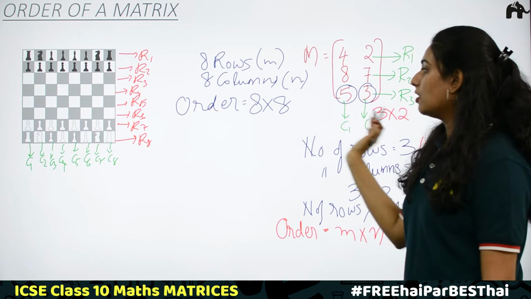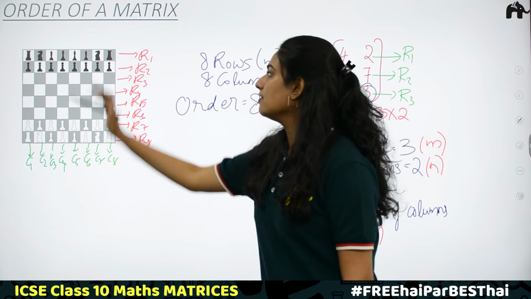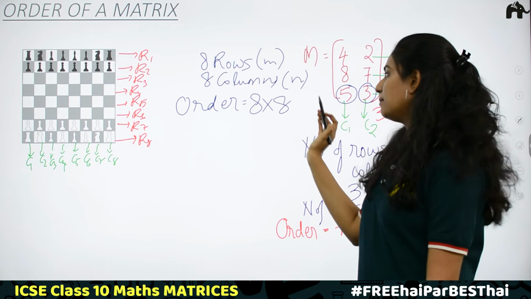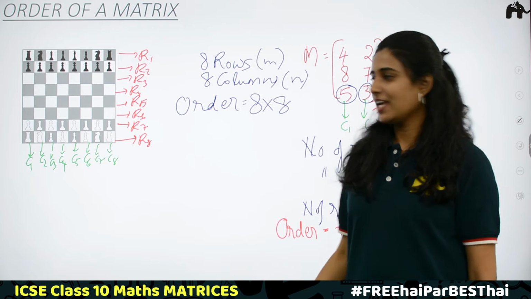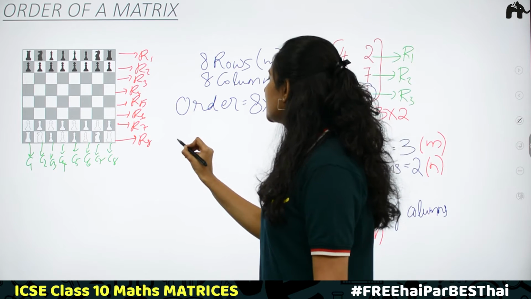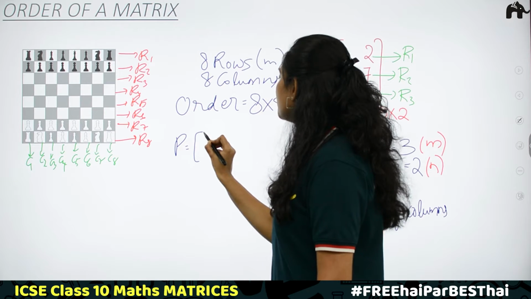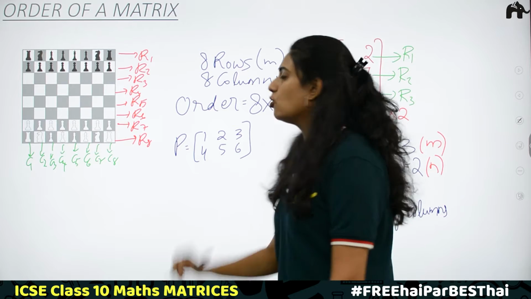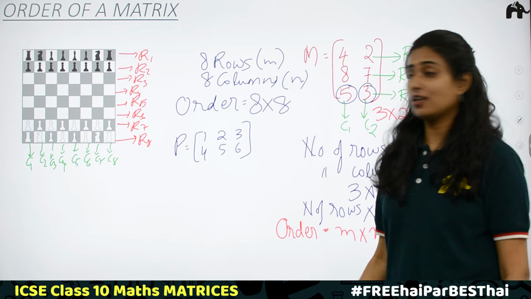Got it? We have used a chessboard. In the chessboard, we have 8 rows and 8 columns. Therefore, the order can be written as 8 by 8. Got it? If I give you another matrix, matrix P is equal to 1, 2, 3, 4, 5, 6. In this case, what is the order? How can you find the order of this matrix?